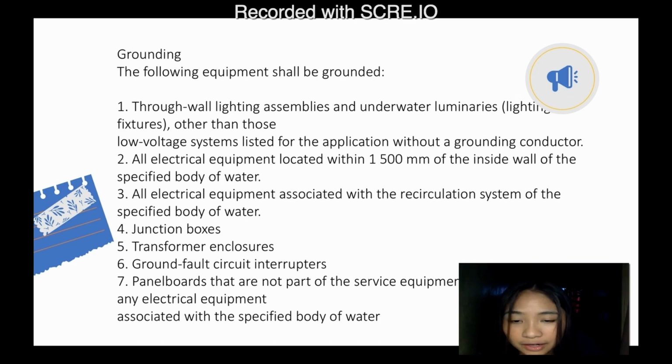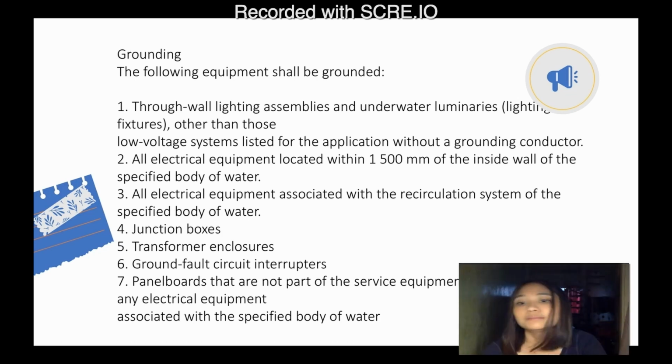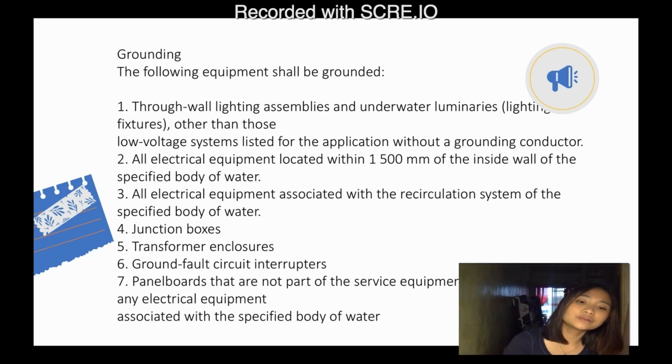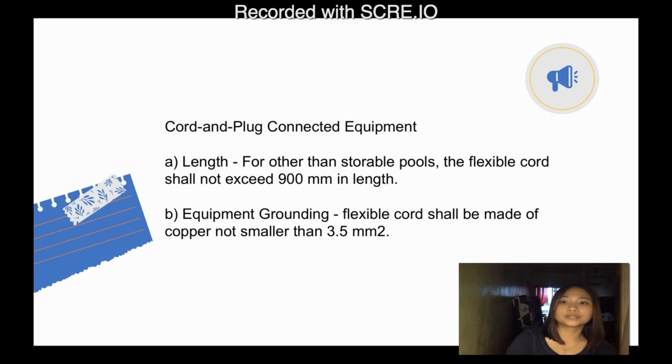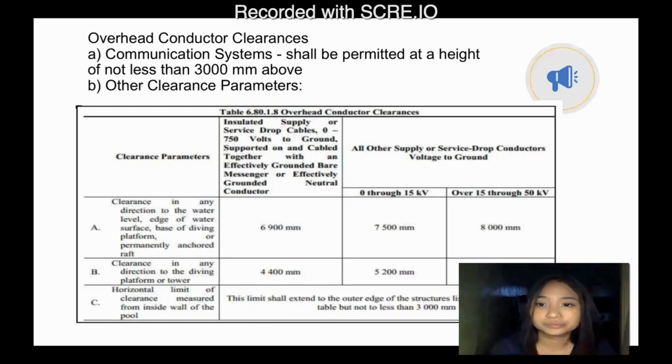Number 6, ground fault circuit interrupters. Number 7, panelboards that are not part of the service equipment and that supply any electrical equipment associated with the specified body of water. Cord and plug connected equipment, letter A, length: for other than storable pools, the flexible cord shall not exceed 900 mm in length. In equipment grounding naman, it shall be made of copper not smaller than 3.5 mm squared.